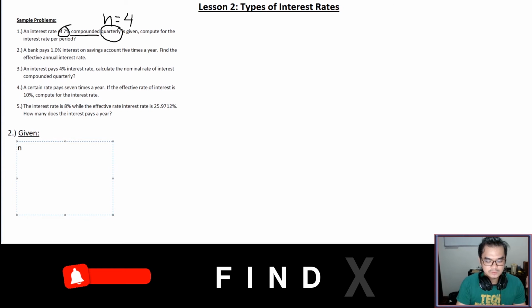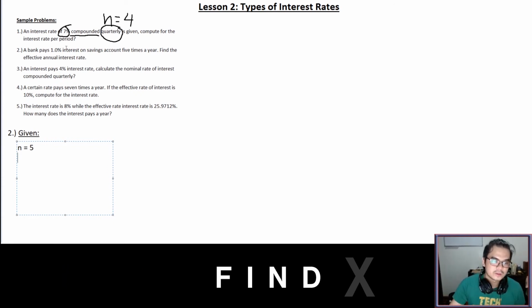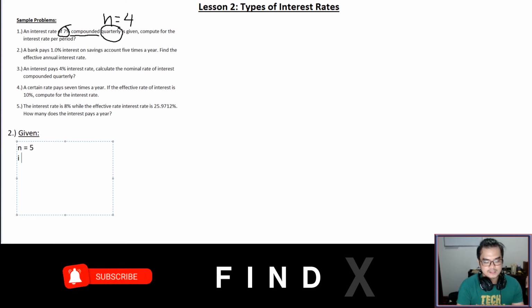Therefore, N will be equal to 5. And then, you don't see any word compounded, right? Therefore, the 1% that is given on number 2 will be your I. That is 1%, this is also equal to 0.01.